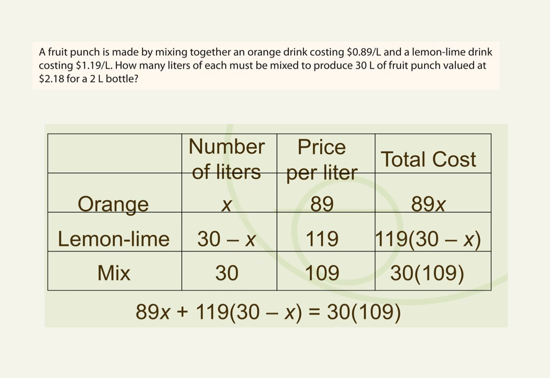X plus 30 minus X is this. The total cost of the orange plus the total cost of the lemon lime should be the total cost of the mix. And so again, this really creates your formula. We have 89X plus 119 times 30 minus X equals the total cost. And again, you have something easy to solve: distribute, combine like terms, and solve that equation.